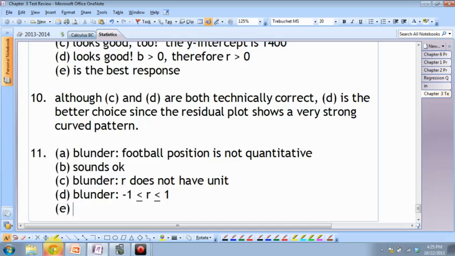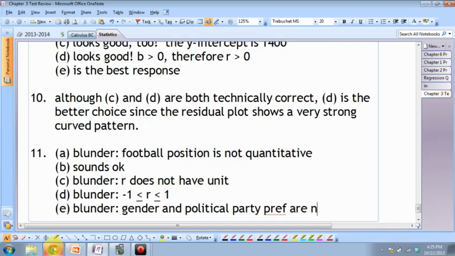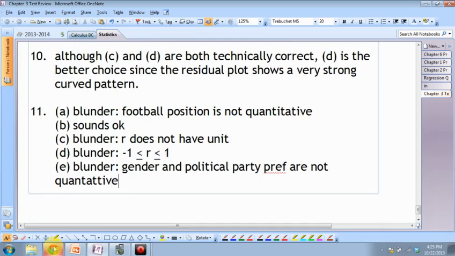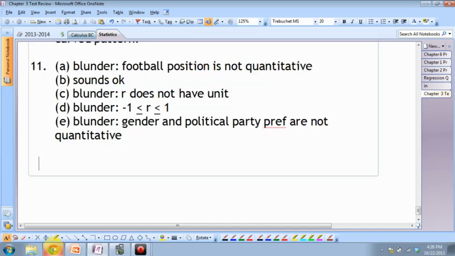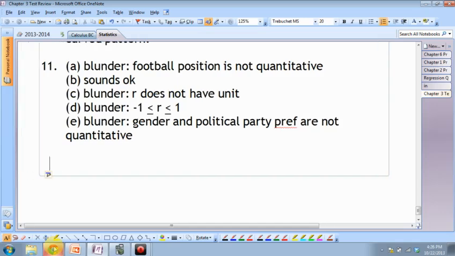We found a correlation of -0.63 between gender and political party preference. Gender and political party preference are not quantitative. Neither of those are quantitative. Yes.